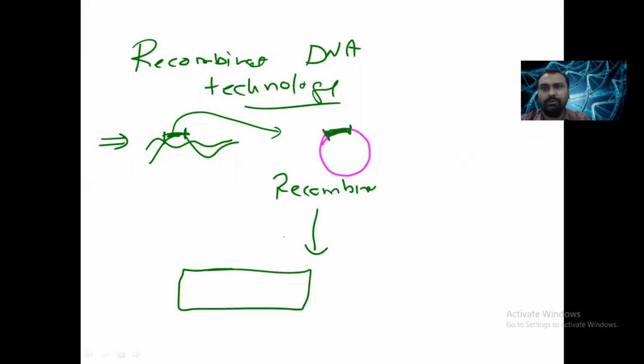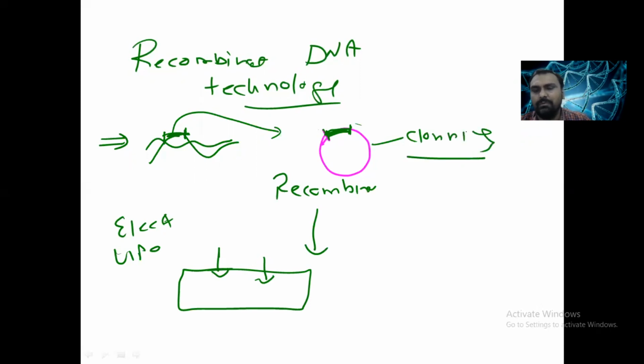Host cell may be prokaryotes or eukaryotes. Eukaryotes mainly is yeast, prokaryote is E. coli. And by transformation via the electroporation or with the help of liposome or direct transfer, we can transfer into the host cell. Then we can multiply. This vector can be the cloning vector, where we just want to make the multiple copies of the gene, in case of making the gene library. Or we can use the expression vector when we want to make the protein.